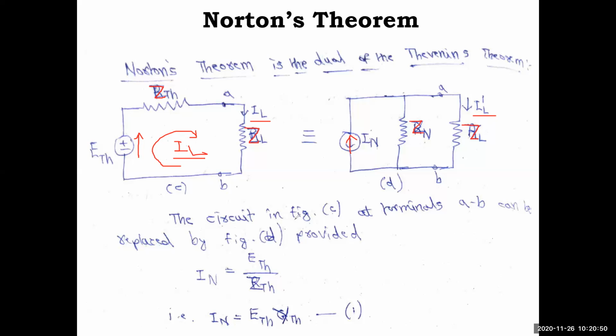So the circuit in figure C at terminals AB can be replaced by figure D, provided it is a source transformation. IN equal to ETH by ZTH. This is the relation we are using, and this is the assumption. So from this, ETH is nothing but cross multiplied IN. IN equal to 1 by ZTH, and 1 by ZTH means admittance. So 1 by ZTH is nothing but YTH, admittance. With 1 by R, it is G, that is conductance. So that is written.